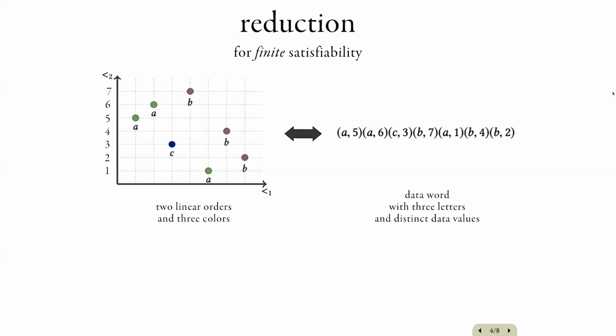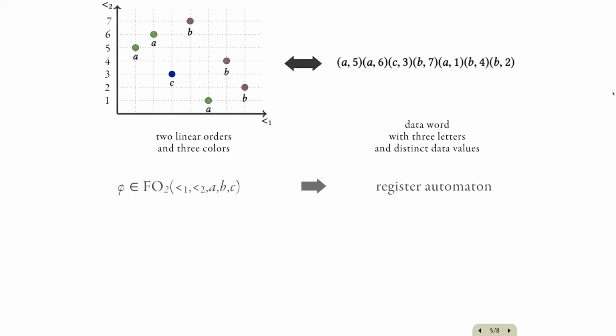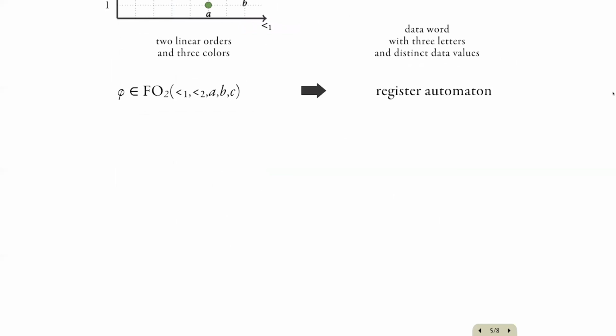And observe that in this word, no data value occurs twice. This is because we assume that the second order is a total order and not a pre-order. Conversely, every data word of this form, where no data value occurs twice, corresponds to a structure with 2 total orders and 3 colors. This correspondence can be used to reduce the finite satisfiability problem of the 2 variable fragments with 2 linear orders to a problem about register automata.